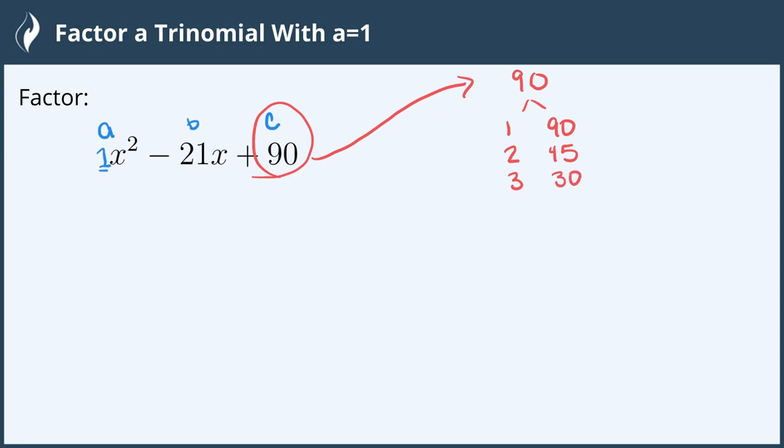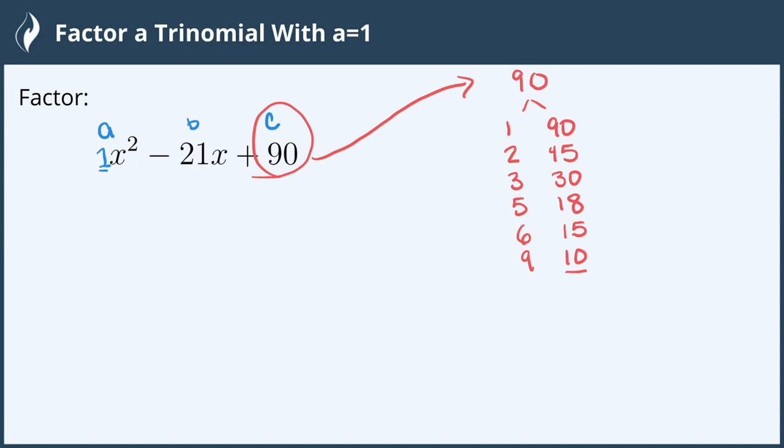4 does not work. The 5 evenly goes into 90, 5 times 18. 6 evenly goes into 90, 6 times 15. 7 does not go in evenly to 90, and neither does 8, but 9 does. 9 times 10. Now if I were to continue going, notice the next number would be 10, which is already here, which means that we have found all of our factors, because if we kept going, we would just end up going down the other side of our factors here. So we know we're finished.